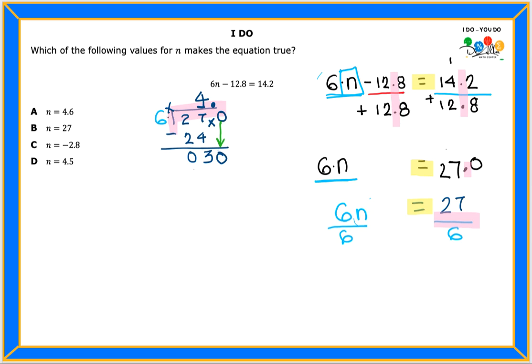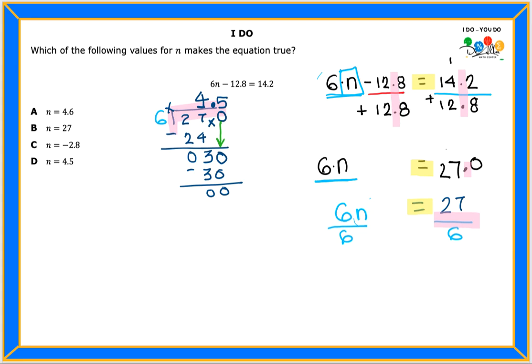And now I'm gonna do 6 times what is gonna be a 30. Yes, you know, right? It's gonna be a 5. Great. 6 times 5, that is 30. Great. 30 minus 30, that's gonna be 0. And that way we found our answer. Our answer is letter D.